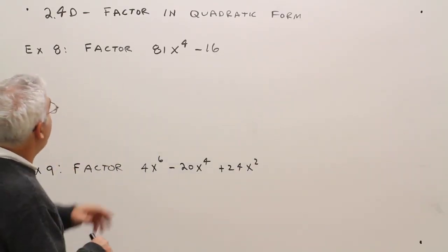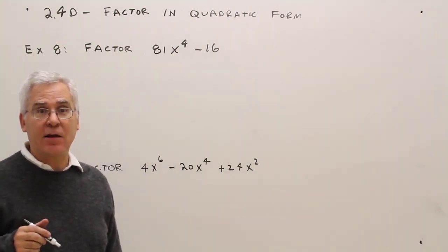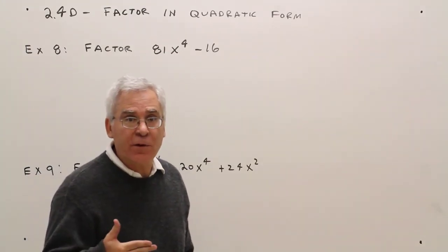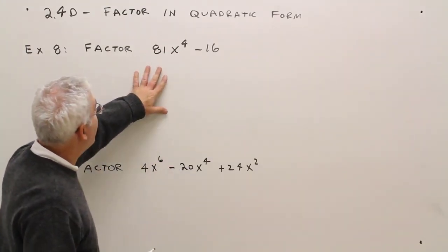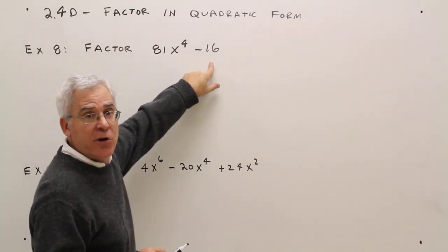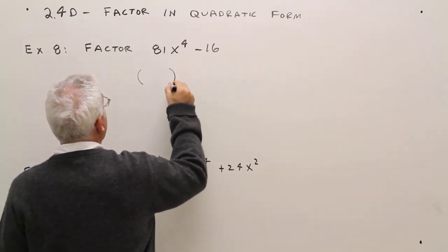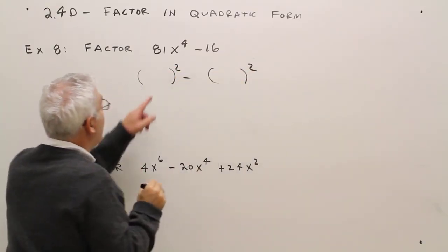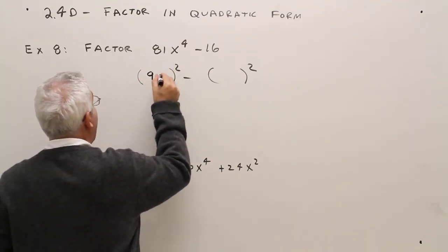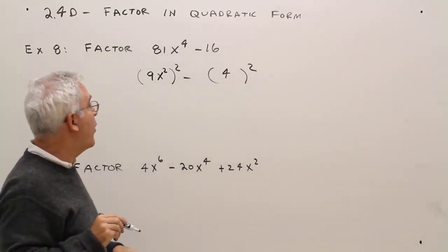So here we go. The first one just has two terms separated by a minus sign. So I'm thinking of either difference of squares or difference of cubes. Right now I'm thinking of difference of squares because you're somebody squared and you're somebody squared. So let me show you how I'm going to do that. The square root of 81 is 9, square root of x to the fourth is x squared. So (9x squared) squared minus 4 squared.